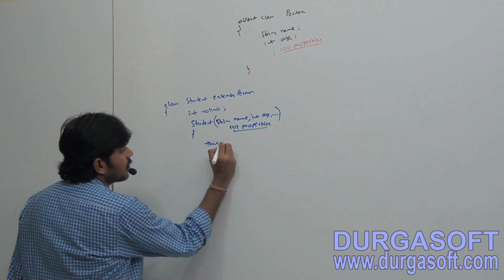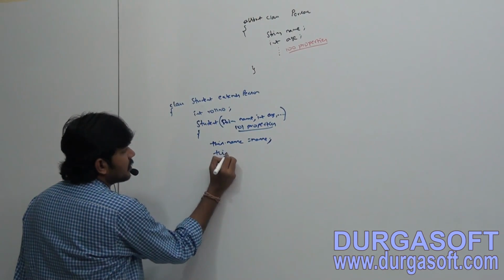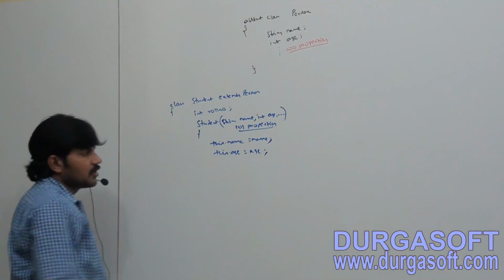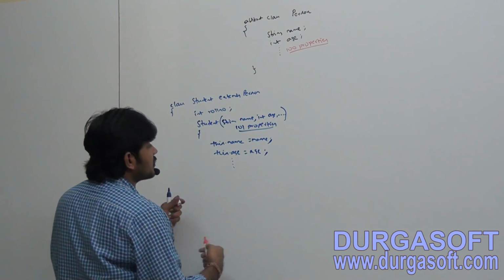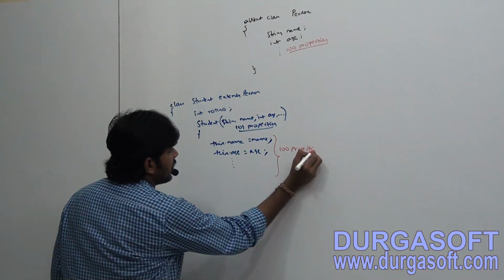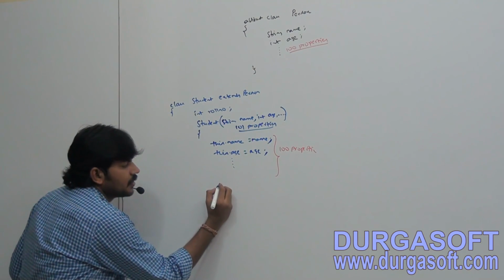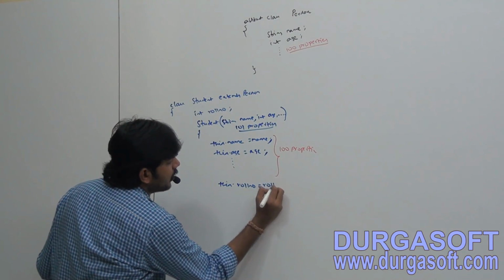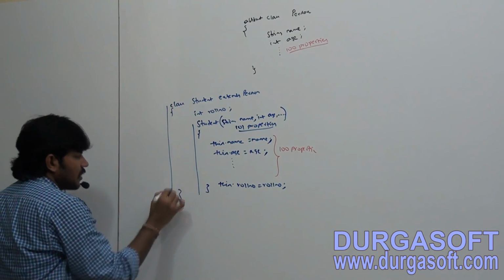This dot name is equal to name. This dot age is equal to age, dot dot dot. The first 100 properties are the same, the 100 properties which are coming from the parent. And what is the last property? What is the last one? This dot roll number is equal to roll number, right? End of the constructor, end of the class.